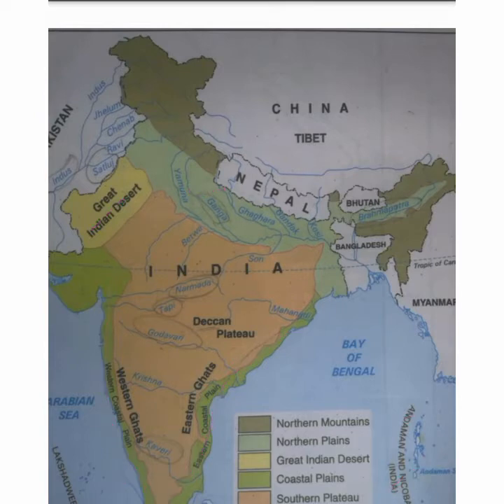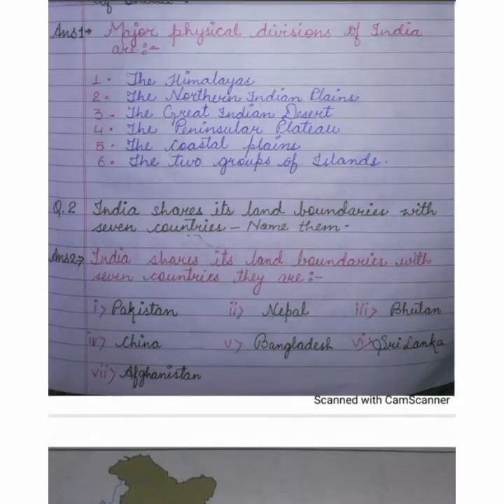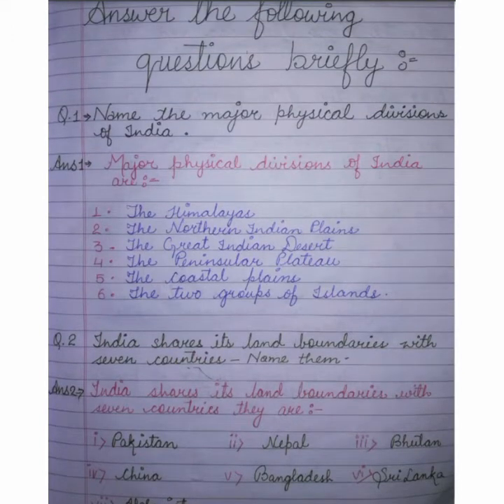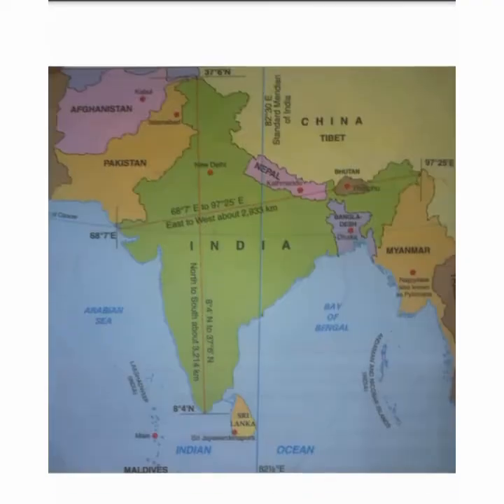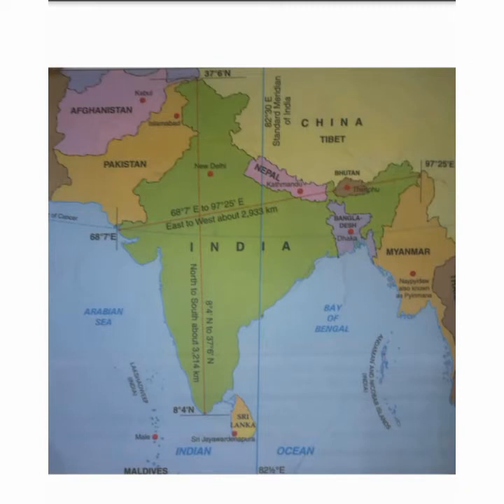So, coming to question number 2. India shares its land boundaries with 7 countries. Name them. They are Pakistan, Nepal, Bhutan, China, Bangladesh, Sri Lanka and Afghanistan. So, here are the 7 countries.